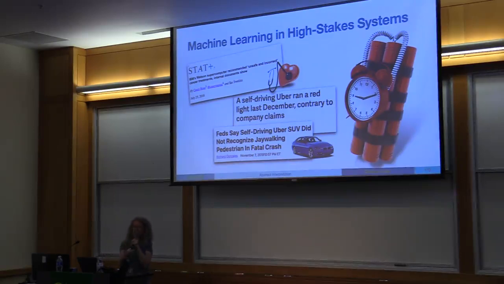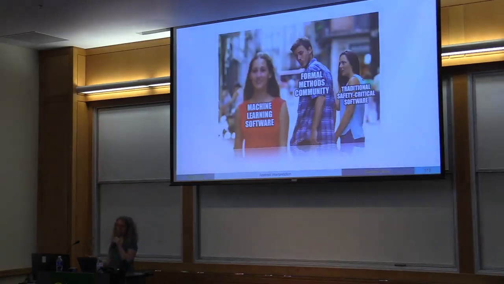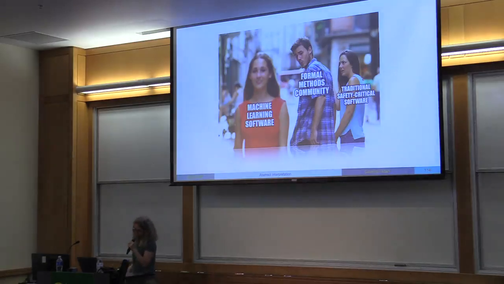There were other cases where machine learning showed bias, less safety critical in a way, but still with an impact on people's lives, showing bias in criminal justice, in hiring, and all that. So for all these reasons, there is a lot of interest now from the formal methods community in looking into machine learning software. So I just want to tell you a bit more about these things.